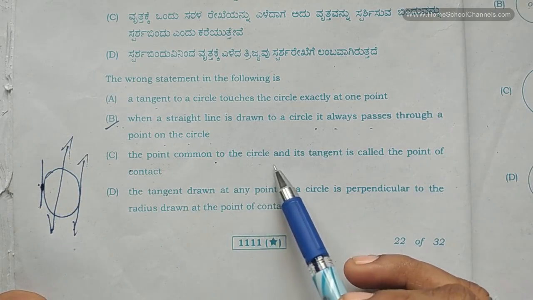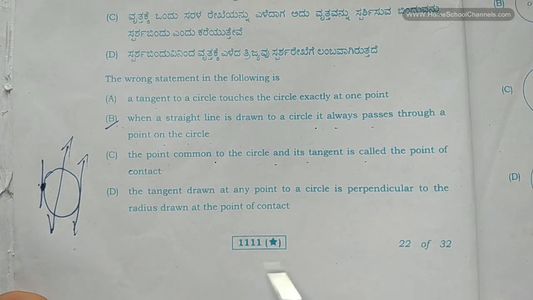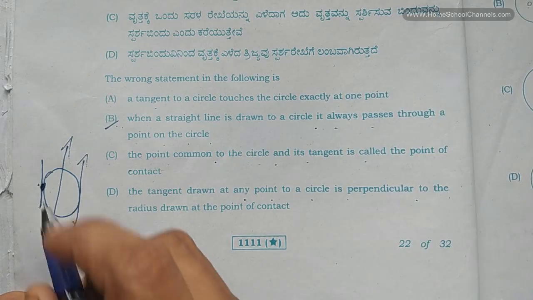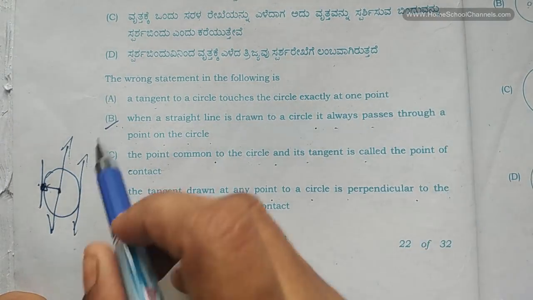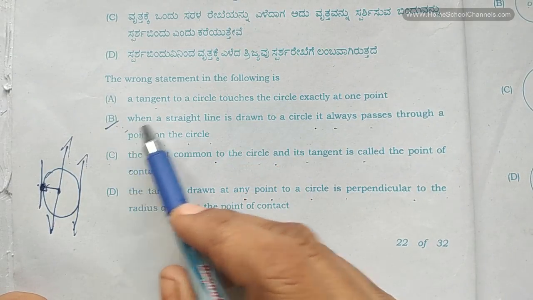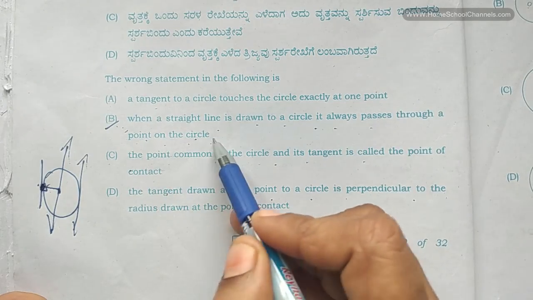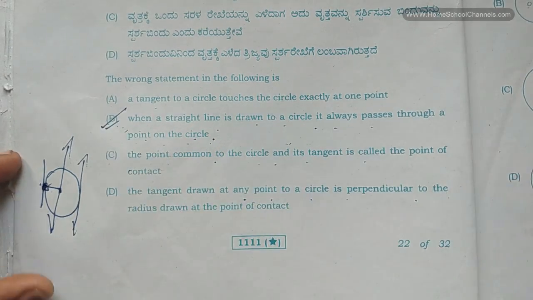The point common to the circle and its tangent is called the point of contact. Yes, this is true. The tangent drawn at any point to a circle is perpendicular to the radius of the circle. Yes, this is also true. So I go with option B. When a straight line is drawn to a circle, it always passes through a point on the circle is a wrong statement. Therefore, option B is the answer.